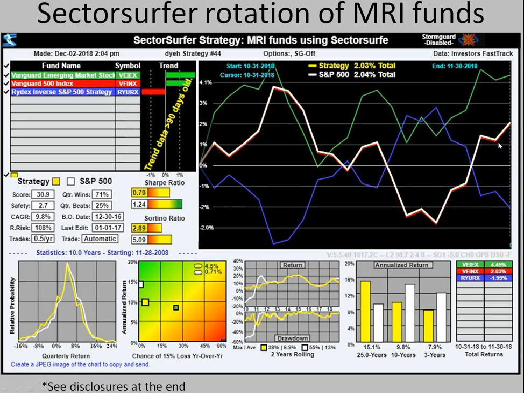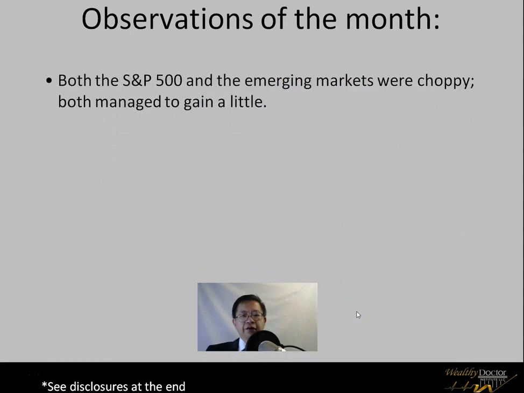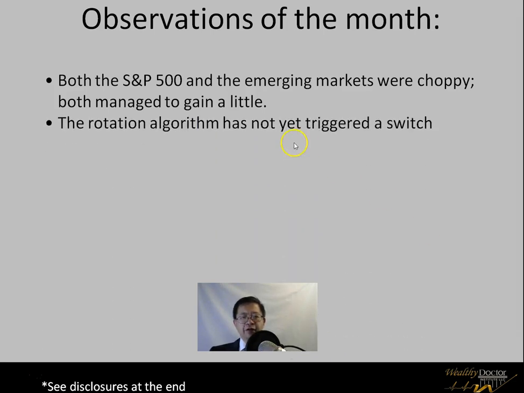So observations for this month: the S&P 500 Index and the emerging markets indexes were choppy, but both managed to gain a little. And they both happened to gain the week after Thanksgiving, which in the grand scheme of things probably has very weak predictive value of what's going on in markets. Rather than trying to predict using our gut feelings, let's use algorithms so that we're not sabotaged by our own emotions such as fear and greed. And then the rotation algorithm has not yet triggered a switch.